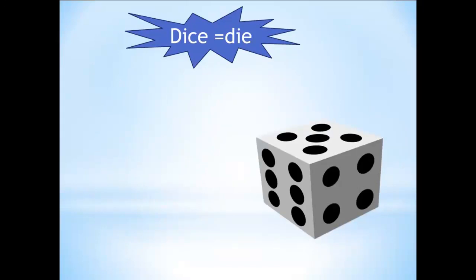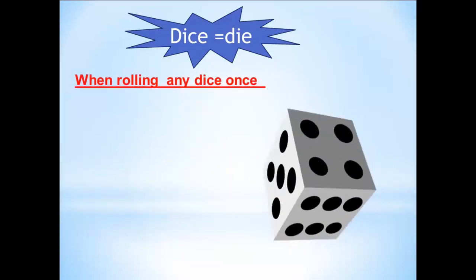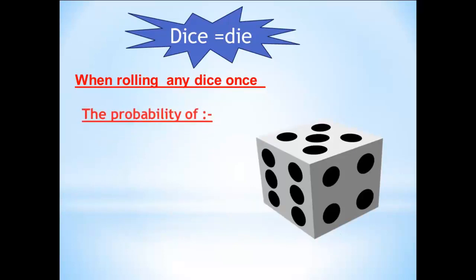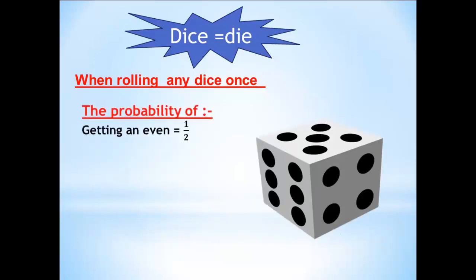This is our dice. It is a regular cubic shape. It has 6 faces, and every face has only one number, 1 or 2 or 3. The total numbers on it are from 1 to 6. When we roll the dice, what's the probability of getting an even number? Raise your hand. I want an even number.